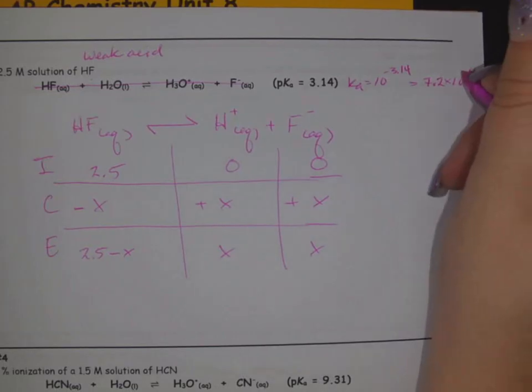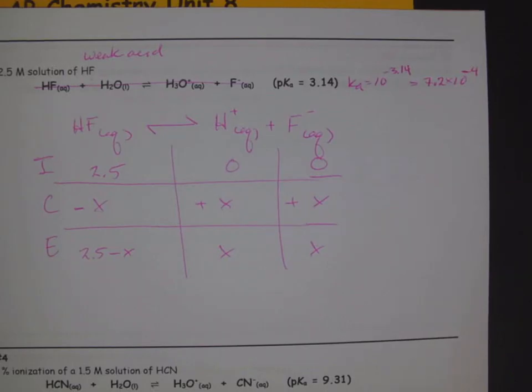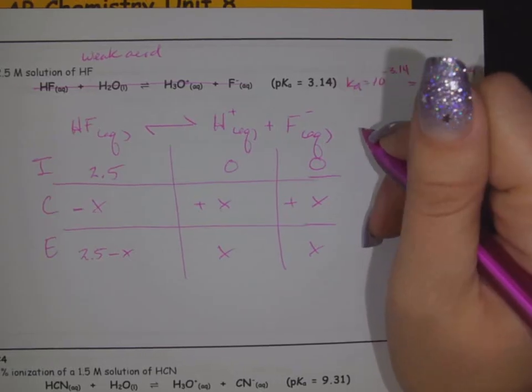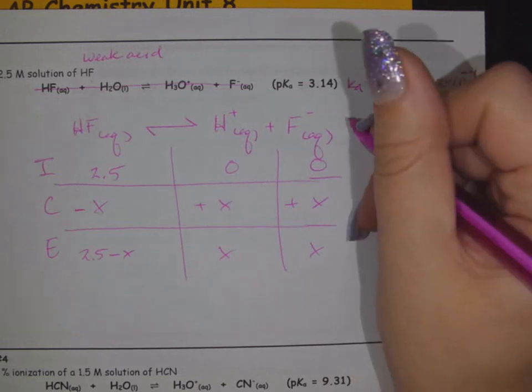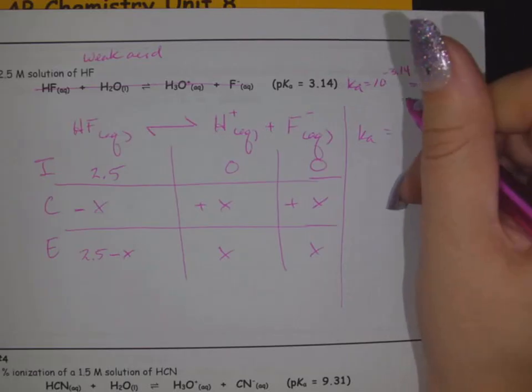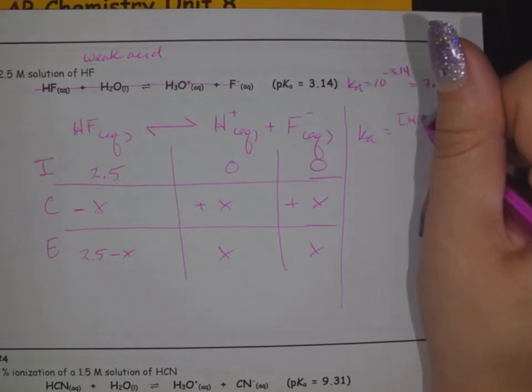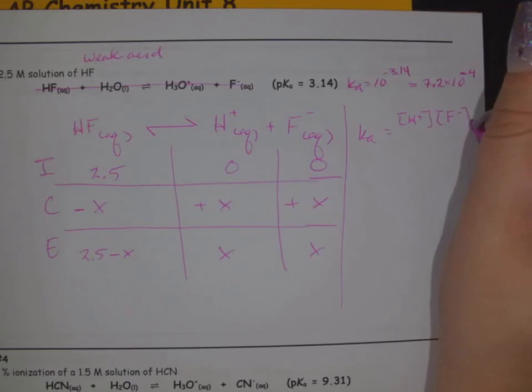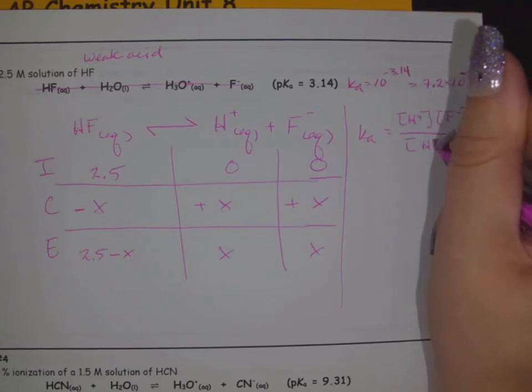Now see how it's a times 10 to the negative 4? It's been a minute since we've done this. Whenever a K value is times 10 to the negative 4 or smaller, like times 10 to the negative 8, we can make an assumption that makes our math a lot easier. And that assumption is about the K expression: Ka is going to equal the concentration of H+ times the concentration of F- over the concentration of HF, right?